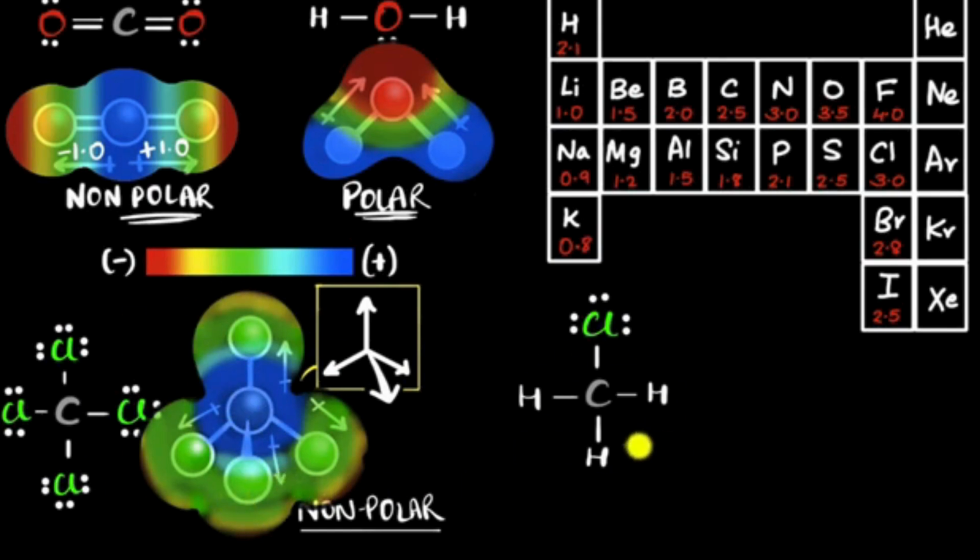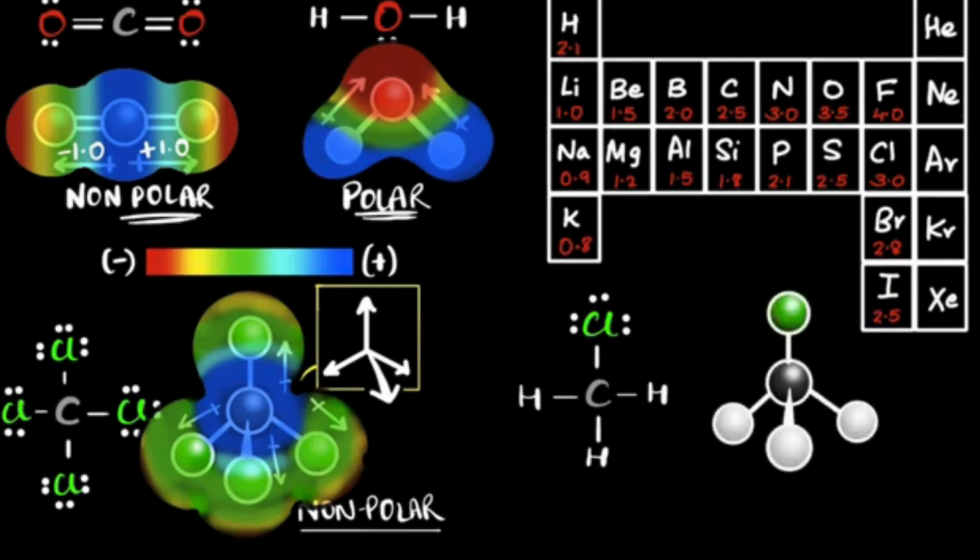What about chloromethane? Well, again, it will have a tetrahedral structure, just like over here, just that 3 of those will now be hydrogen. 1 of them would be chlorine. Now we have to look at carbon and hydrogen as well. So carbon is 2.5, hydrogen is 2.1.